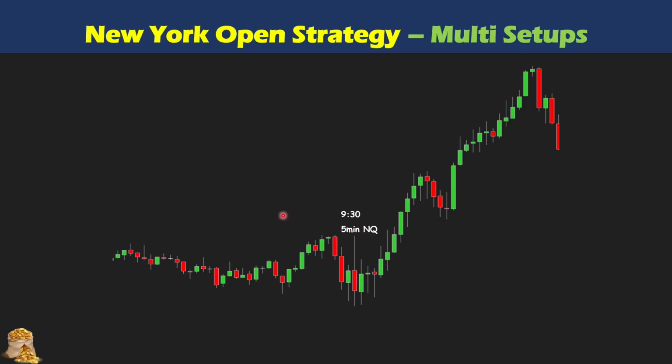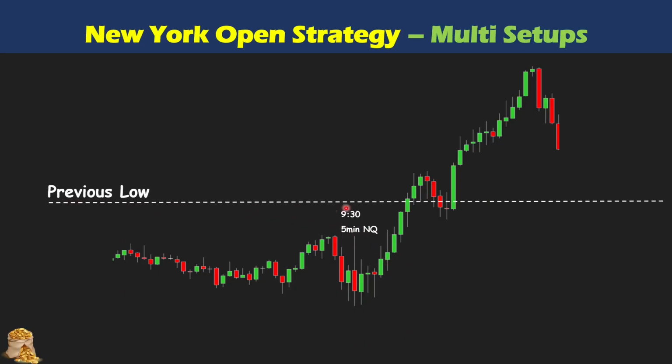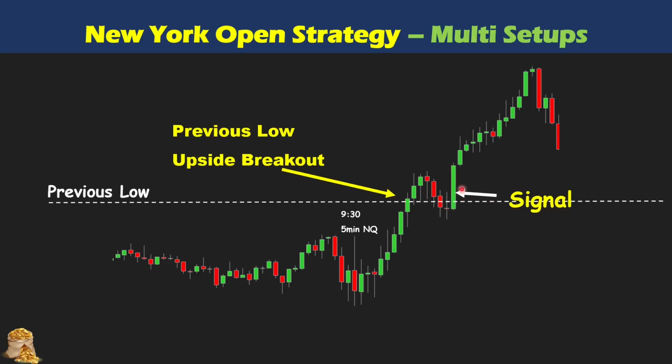If you notice, there is a previous day's low level here, and then the market is trying to break to the upside and then pulls back. So this is a previous low upside breakout. After the pullback here, you can see that even though it gets down to the previous day's low, but it reversed right away. So this is a very good signal bar.